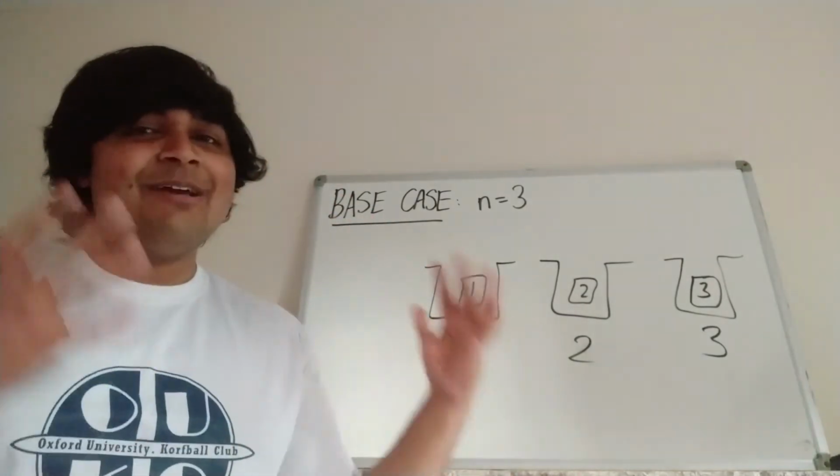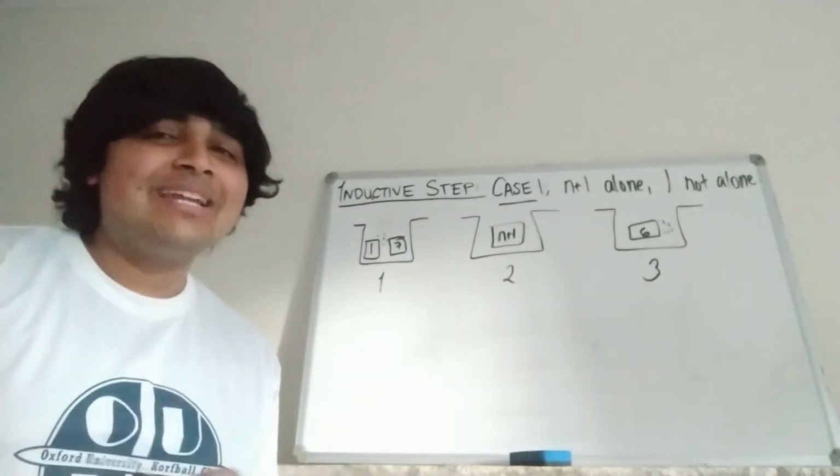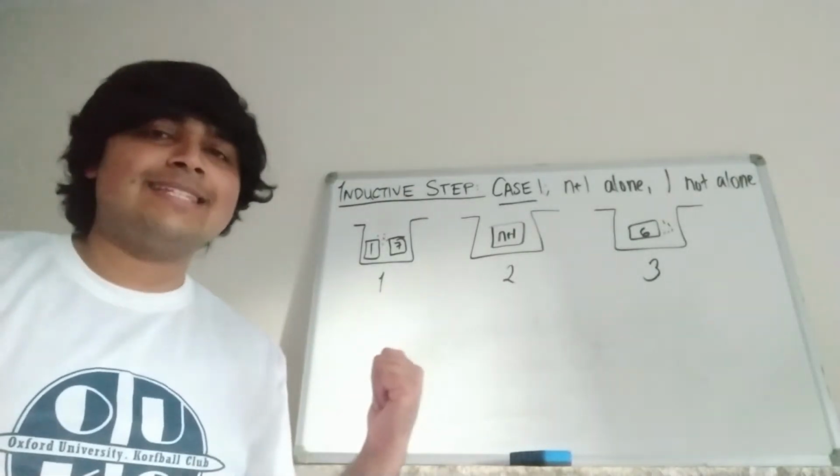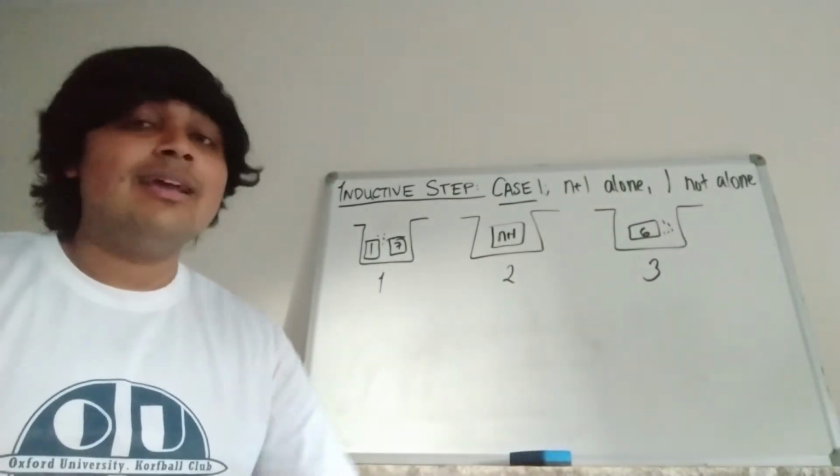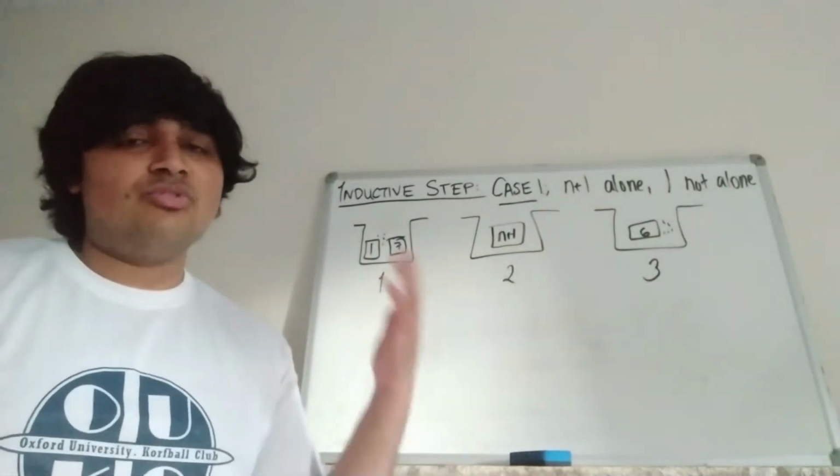Now, let's proceed by induction. Okay, so now we're going to proceed by induction. So we did the base case. Now what we're going to do is fix some positive integer n, which is at least 3, and assume that the statement holds true for n.